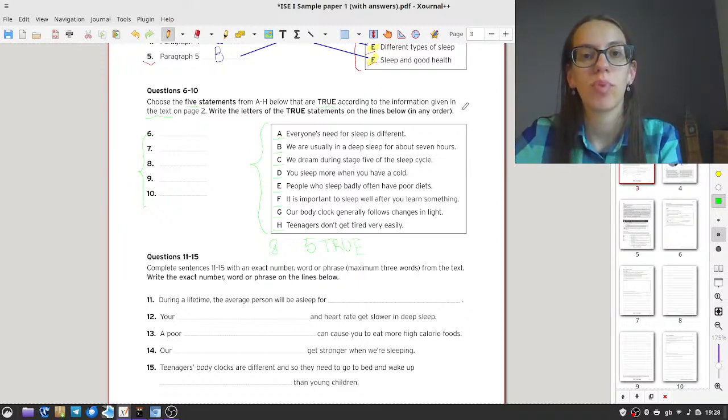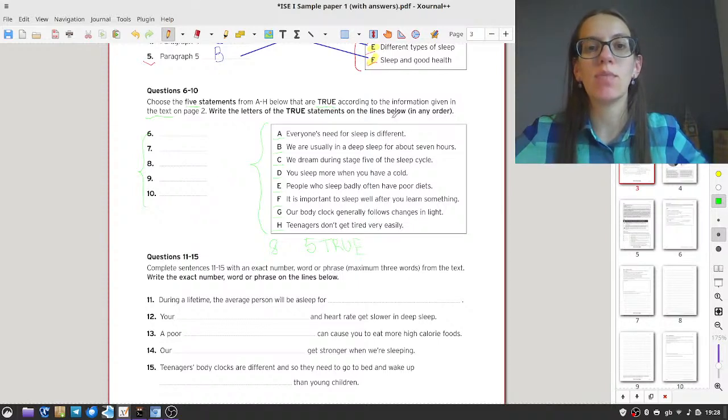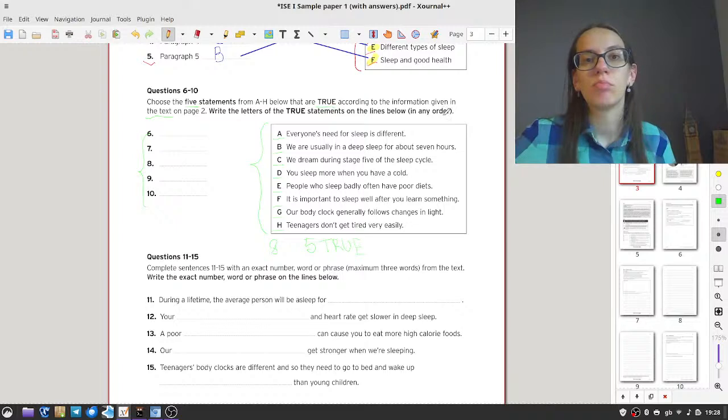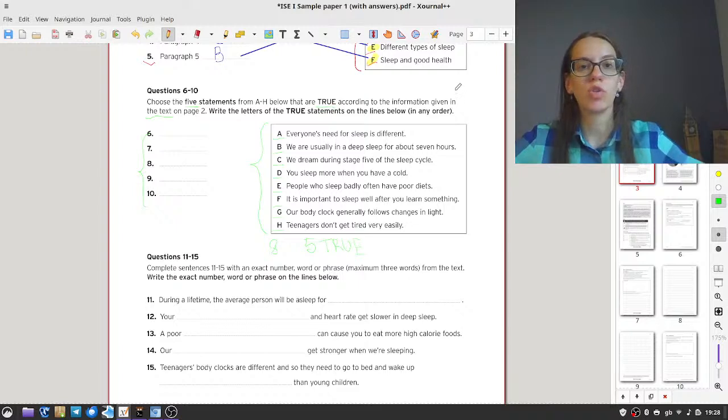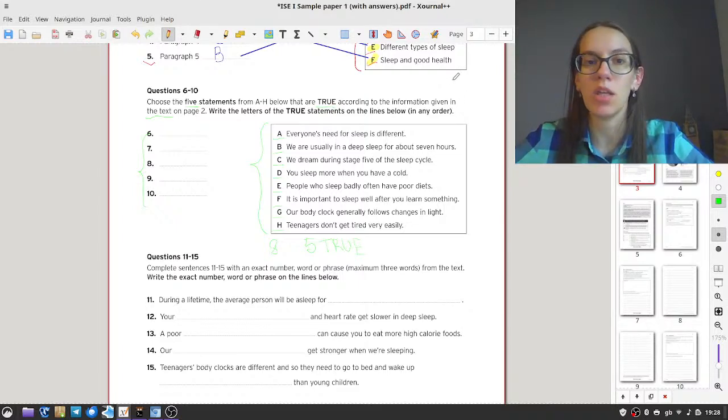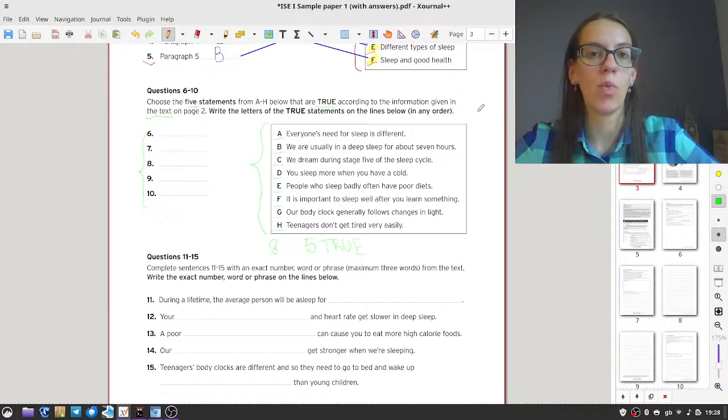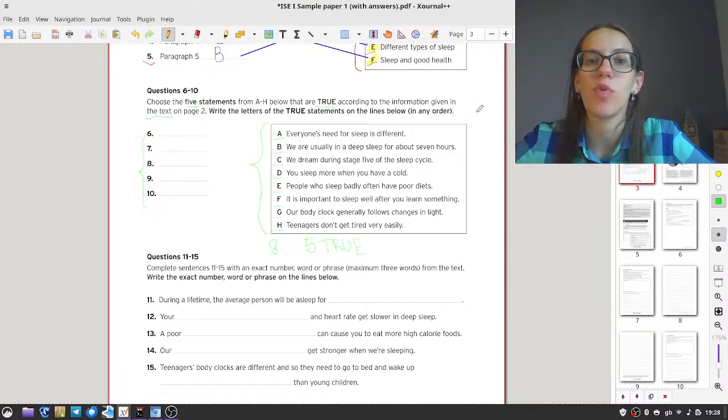So sometimes you can just look at the statements and think, well, this looks like it's true. Everyone's need for sleep is different. Well, looks like it's true. I agree with it. But does the text agree with it? You want to see if the text agrees with it or not. So it's not your opinion about these statements. It's not when you think it's true or when you think it's false. It's you looking at the text.